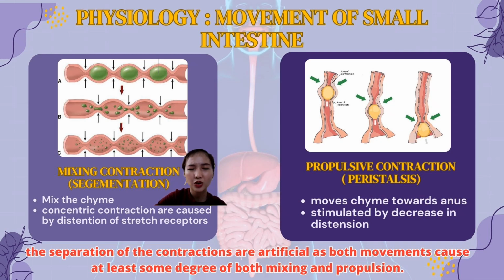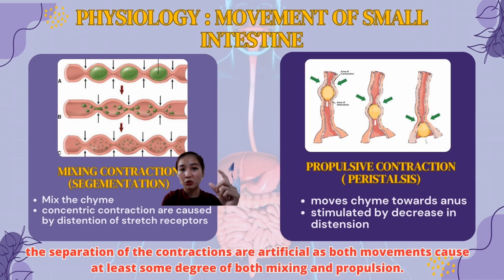Mixing contractions, also known as segmentation contractions, are generally contractions that slosh and mix chyme, bringing it into contact with the mucosa. Distension of stretch receptors in the small intestine elicits localized concentric contractions. The contractions cause segmentation of the small intestine. The intestine is divided into spaced segments that have the appearance of a chain of sausages.